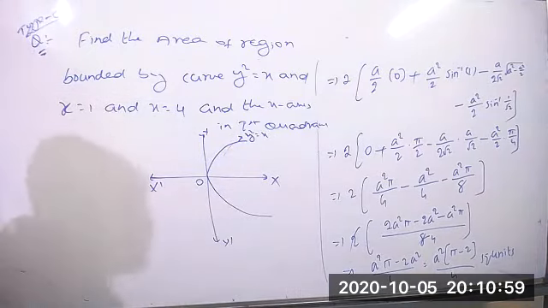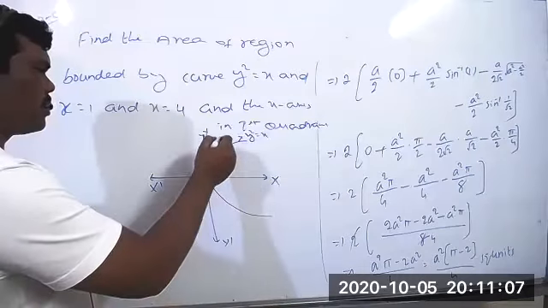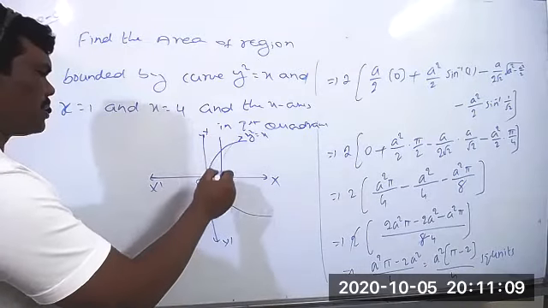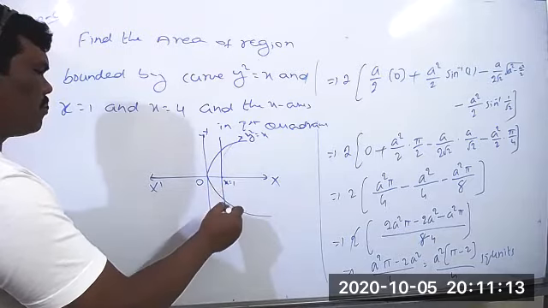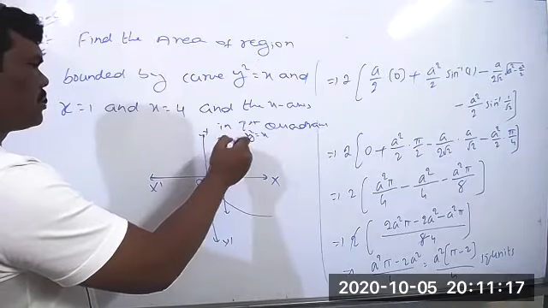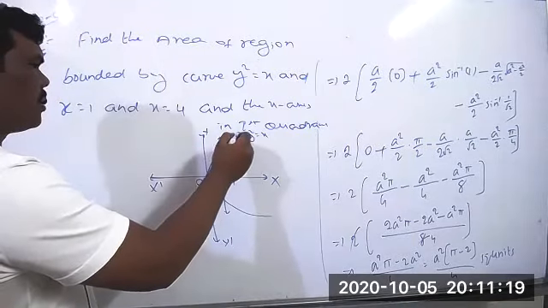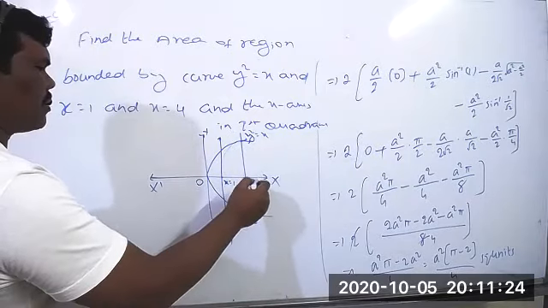Two more lines are given. We have to find the area bounded by the two lines and the parabola. So x equal to 1 means that line is here, this is the x equal to 1 line. And x equal to 4: suppose you take it here, this is the x equal to 4 line.